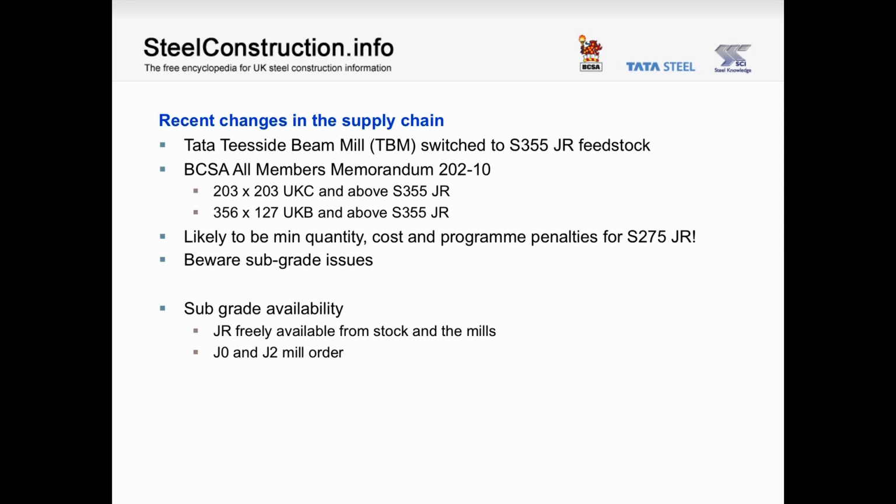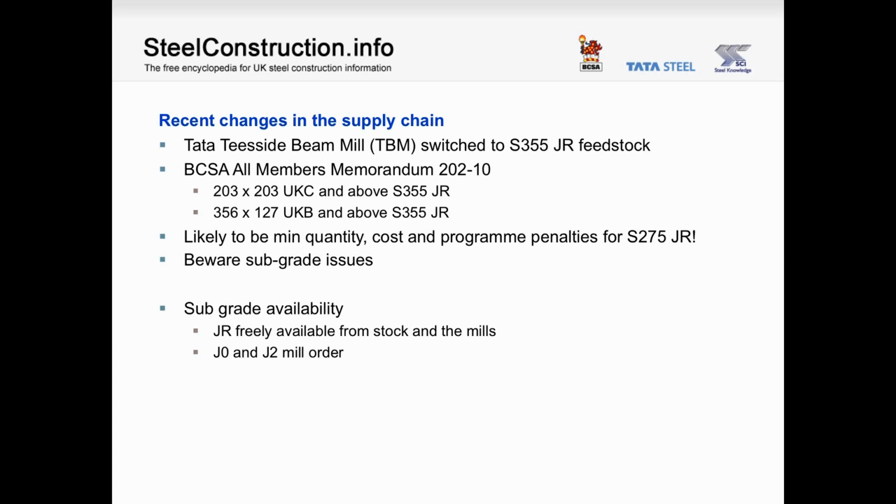Back to open sections. There's been a significant change in the supply chain that brings some clarity to the S355 or S275 dilemma. The Tata Teesside beam mill has switched to S355JR as the standard feedstock. This means that the standard grade for all serial sizes greater than, but also including, a 203 UKC, and all serial sizes greater than, but also including, a 356x127 UKB, is S355JR. This change in supply is outlined in the BCSA All Members Memorandum 20210.